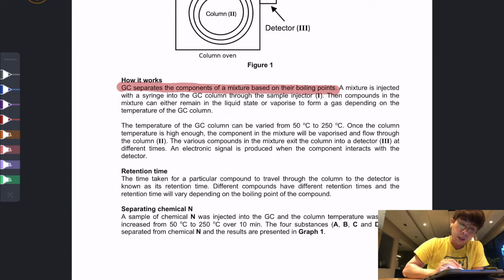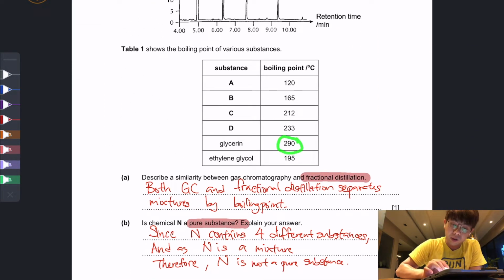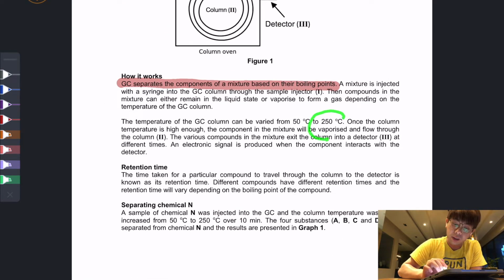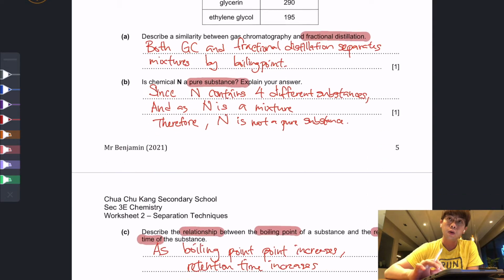According to how GC works here, the temperature of the GC column can be varied from 50 to 250 degrees Celsius. The components in the mixture must be vaporized so that they can flow. However, glycerin has a boiling point of 290, but the maximum temperature of the GC column is 250 degrees Celsius. So that means glycerin is not vaporized because 250 degrees Celsius is still below the boiling point of glycerin.